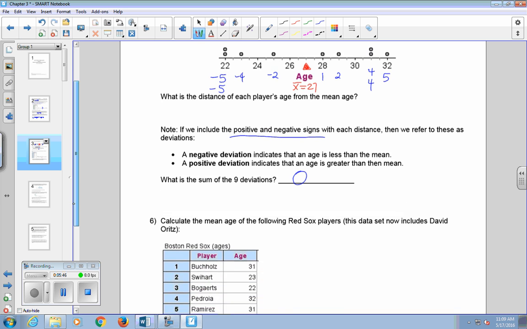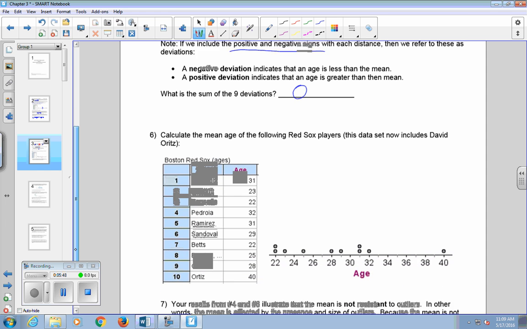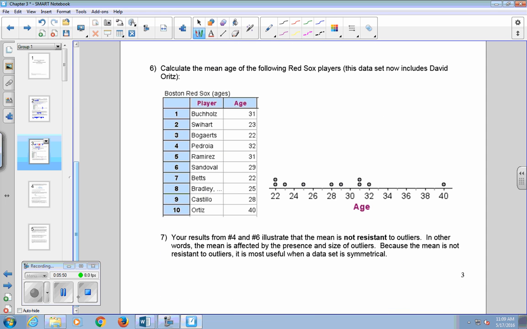Okay, we'll look a little bit further into that later in the video. Now let's calculate the mean age of the following Red Sox players. But notice we now have a 10th player included in our data set whose age is 40. We can see this age out here on our dot plot. And so again, take a moment, pause the video, and calculate your X bar.